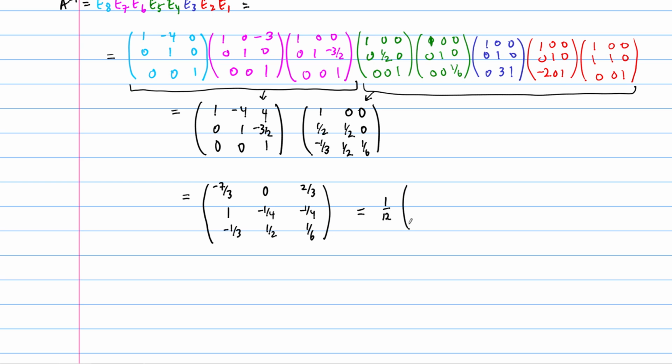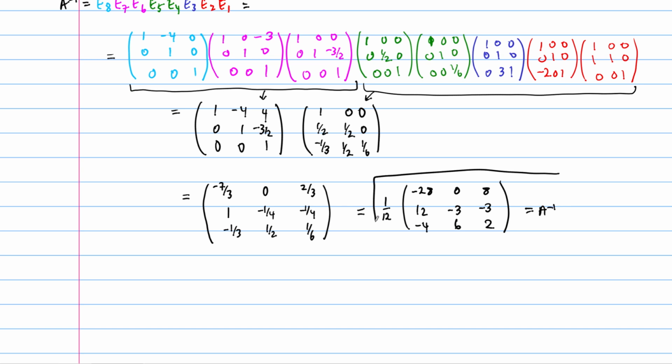So we take out this 12, and then let's see what's left, right? This is then going to have to be negative 28, 0. This one's going to be 8. The second row is going to be 12, negative 3, negative 3. And the last row is going to be negative 4, 6, and 2. All right, and so this is our A inverse.